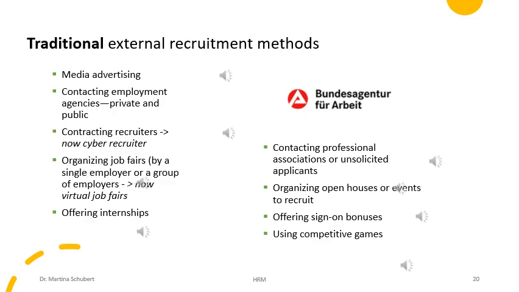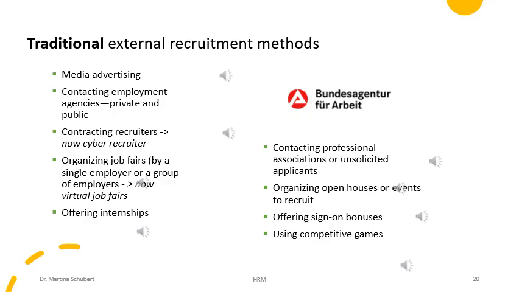An example is Girls' Day. A Girls' Day is organized for girls entering technical companies to make technical professions more attractive. Sign-in bonuses are used in areas where it is very, very difficult to find people. So very often you look for highly skilled workers that are difficult to find on the market.